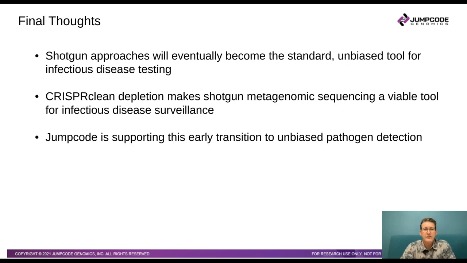And so final thoughts is that shotgun approaches will eventually become the standard, and they will become an unbiased tool for infectious disease testing. And our Jumpcode CRISPR-Clean depletion makes shotgun metagenomic sequencing a viable tool for infectious disease surveillance. And Jumpcode is supporting this early transition to an unbiased pathogen detection. So thank you today for taking the time to listen, and happy to take any questions.